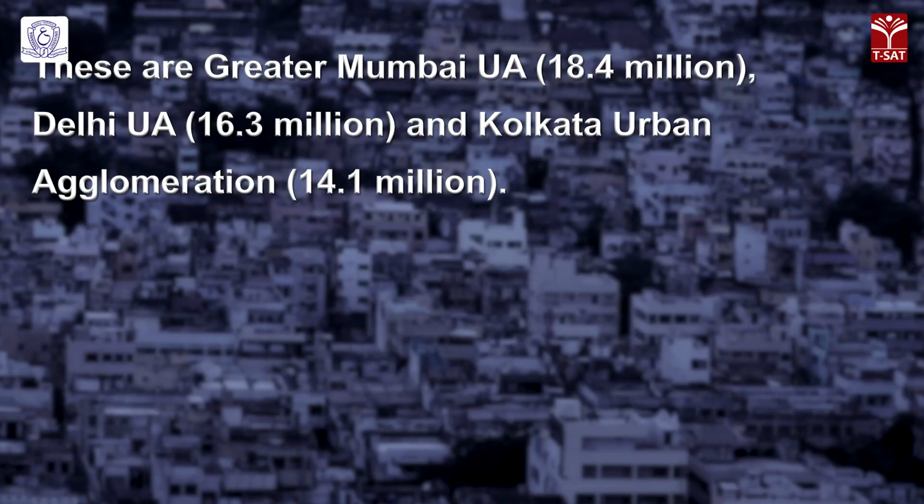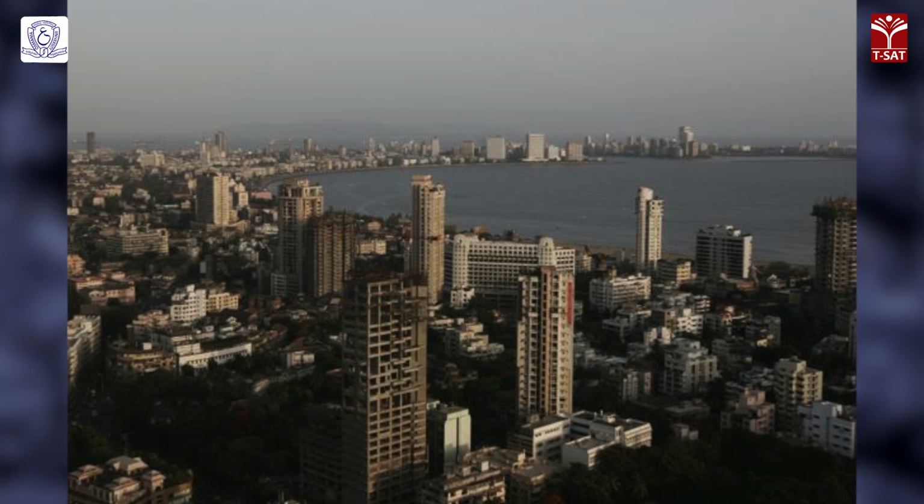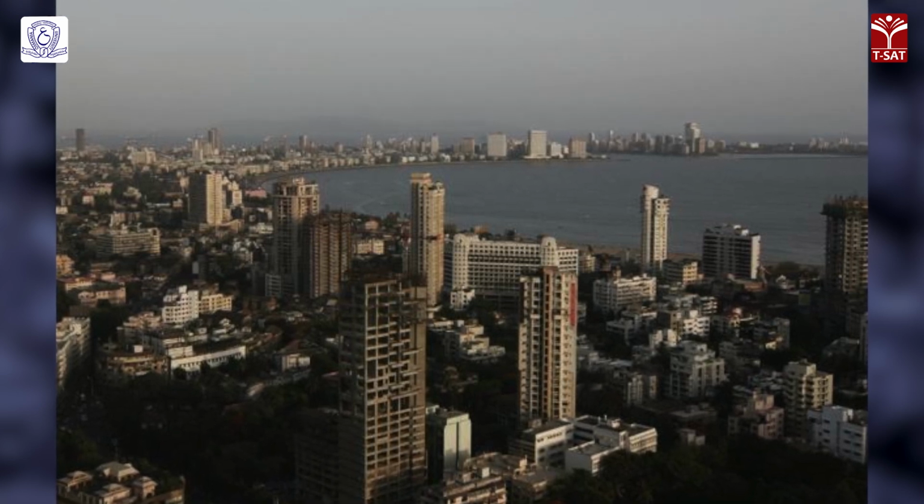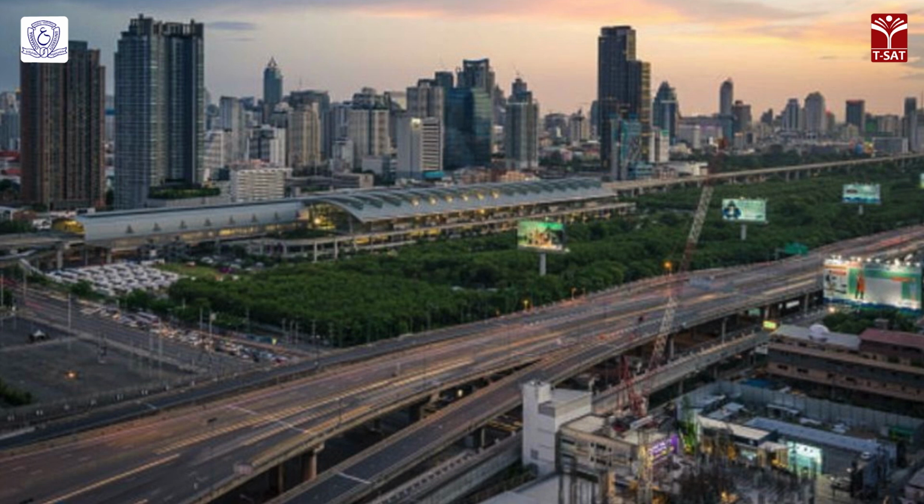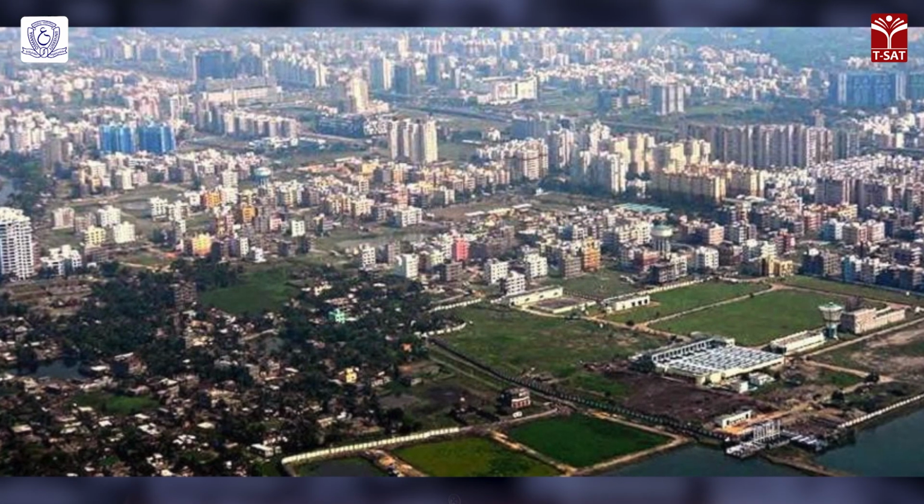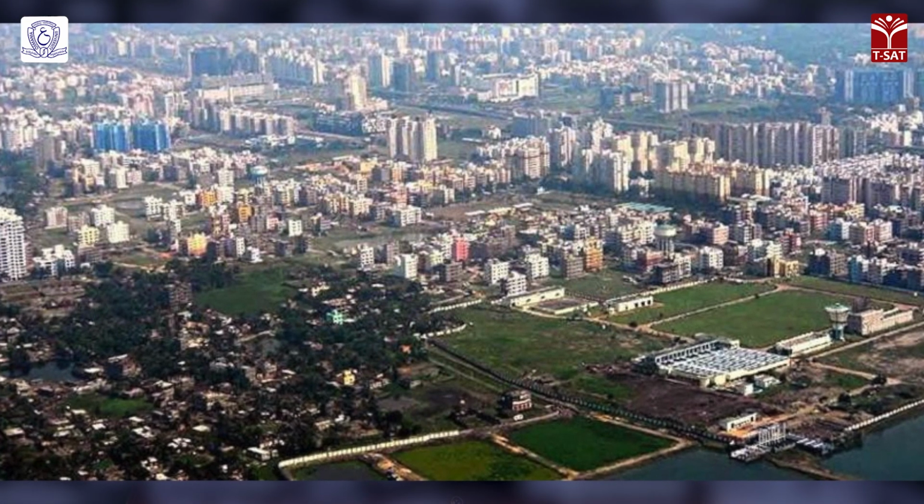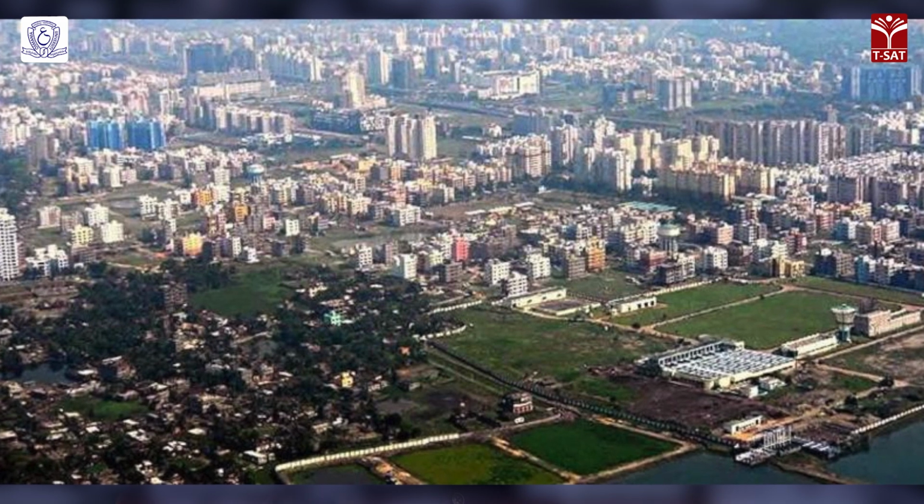Among the million plus urban agglomerations or cities, there are 3 very large urban agglomerations with more than 10 million persons in the country, known as megacities. These are Greater Mumbai urban agglomeration with 18.4 million, Delhi urban agglomeration with 16.3 million and Kolkata urban agglomeration with 14.1 million. The largest urban agglomeration in the country is Greater Mumbai urban agglomeration, followed by Delhi, and Kolkata, which held the second rank in 2001, has been replaced by Delhi urban agglomeration.